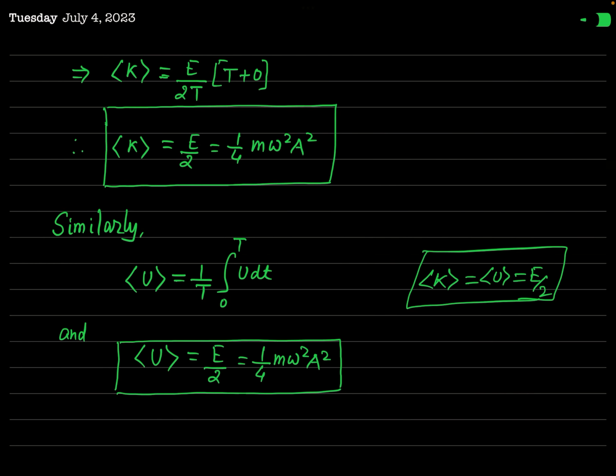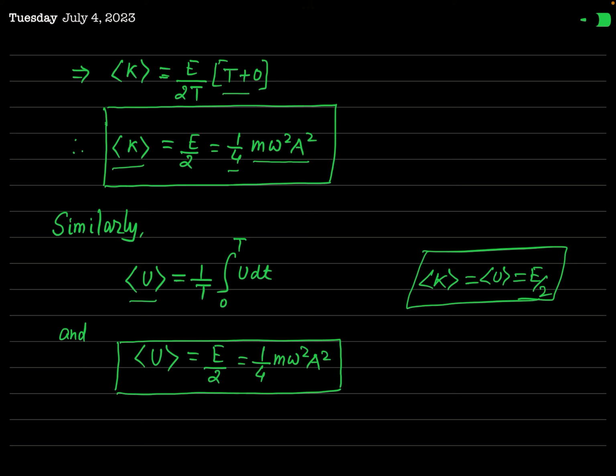So the average kinetic energy will be E over 2T times T plus 0, and this T and T will cancel out, and you can see the average kinetic energy is E over 2. But E is half m omega square a square, so this is 1 over 4 m omega square a square. So you can see that in an interval equal to the period of simple harmonic motion, the average value of kinetic energy of the oscillator is just half of the total energy. This is the average value.